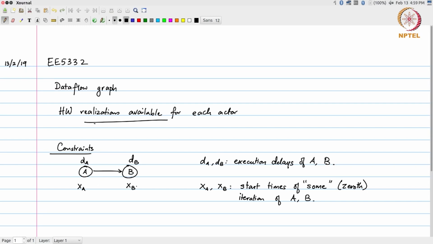Given this much information, dA and dB are known, they are given to you. Okay? You do not have to calculate anything over there, these are just numbers that are given to you. A and B are some kind of actors in the signal processing graph, you do not care what the functionality is, you only know that the output of A is consumed by B. XA and XB are unknown and you want to find out what they are. Okay? What can you say about the relative values between XA and XB?